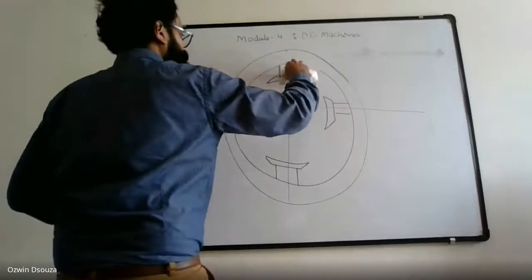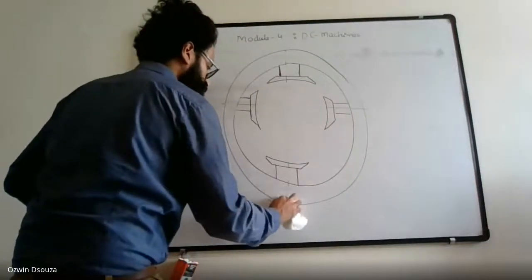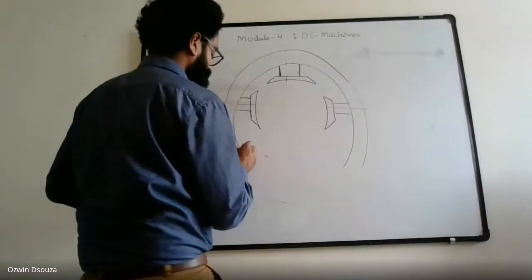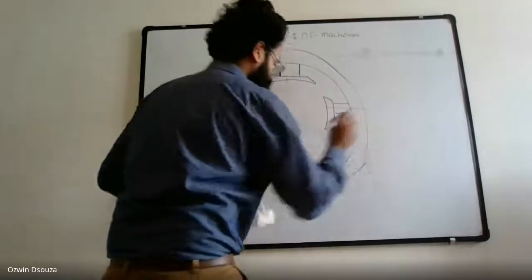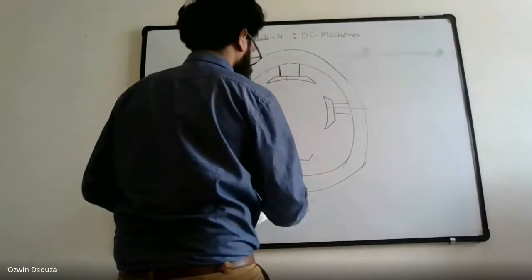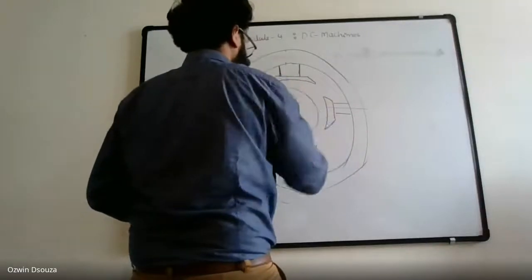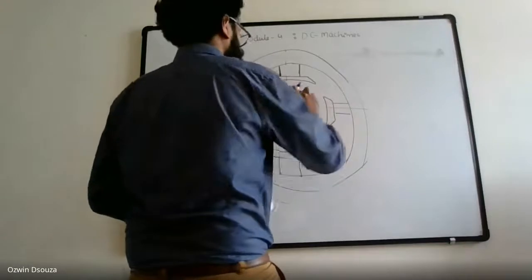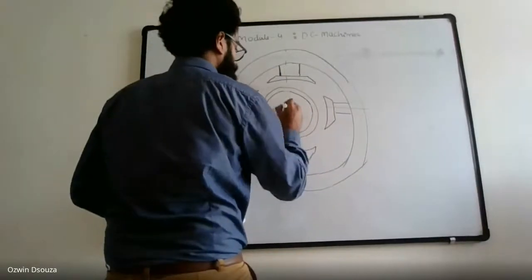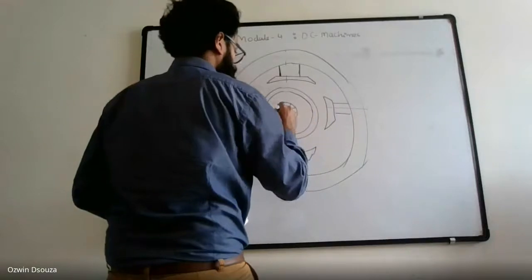These are all imaginary lines meant for helping you in drawing the diagram. So slightly lift it up. This is your field system, and this is your rotor system. And this is your shaft. The commutator.